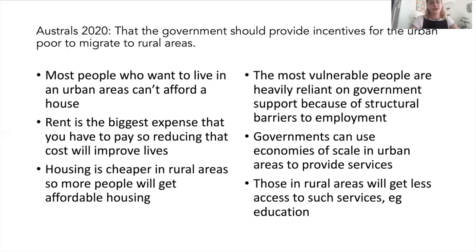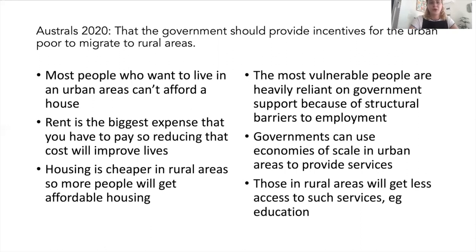So if you look at the first example, the line of analysis here is that most people who want to live in urban areas can't afford a house. Rent is the biggest expense that you have to pay, so reducing the cost of your rent would improve lives. And housing is cheaper in rural areas, so more people will get affordable housing. I don't think this is a terrible point, but the reason why I don't think that this point is extremely high quality is because there are a lot of assertions in that that you have to rely upon.